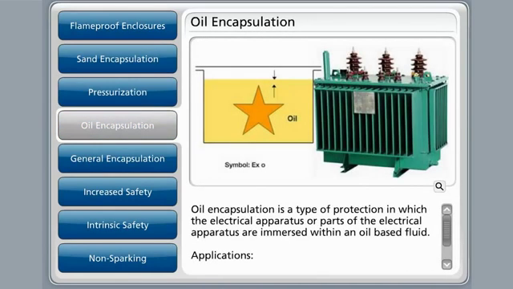Oil encapsulation is a type of protection in which the electrical apparatus or part of the electrical apparatus are immersed within an oil-based fluid. The general application for this type of protection would be used for switchgear units, circuit breakers, and transformers.